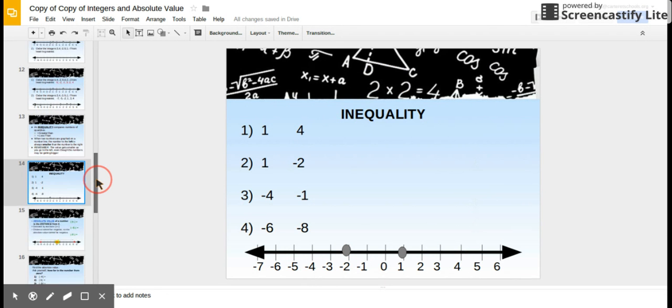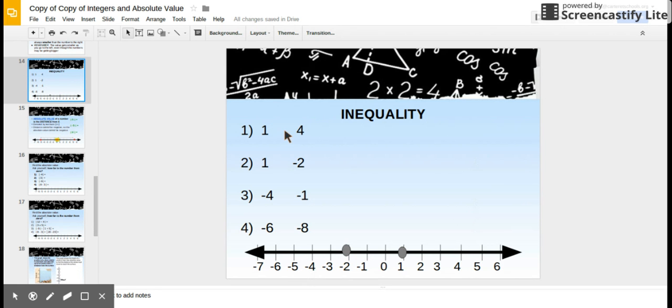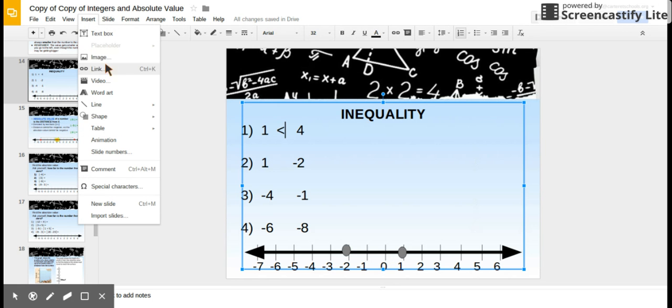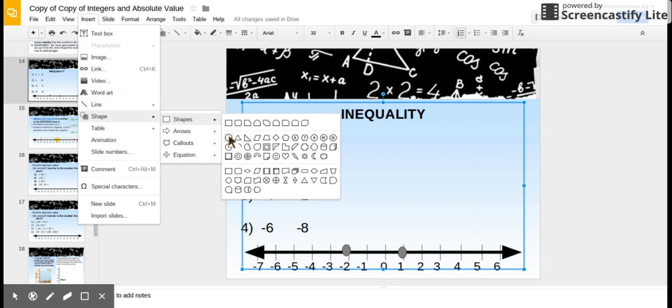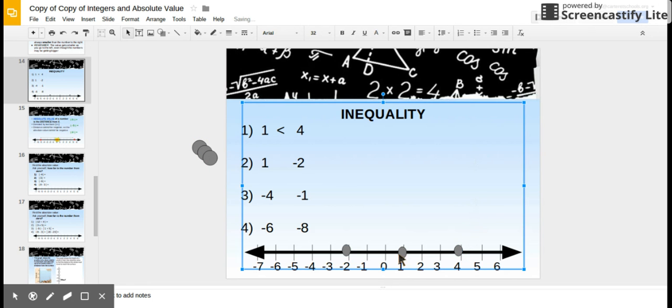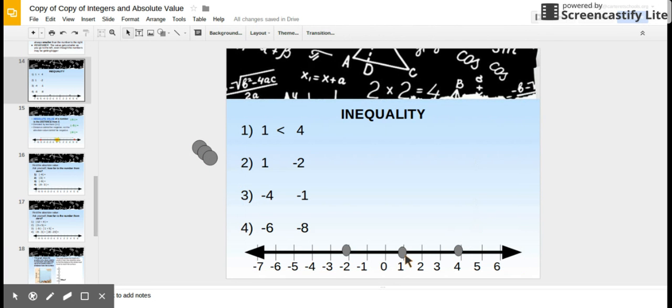All right, so let's talk about inequalities here, comparing numbers. 1 and 4, well, we know that 1 is less than 4. If we wanted to actually look that up, we could just graph it. So if I have 1 and 4, there, I already graphed them. 1 is more to the left than 4 is, so 1 is less than 4.